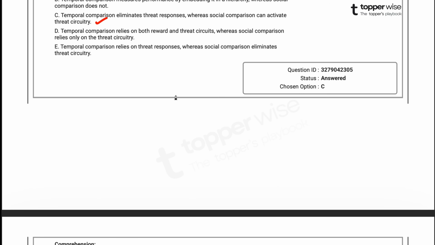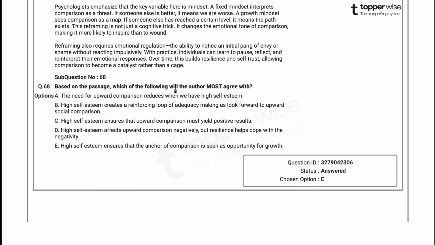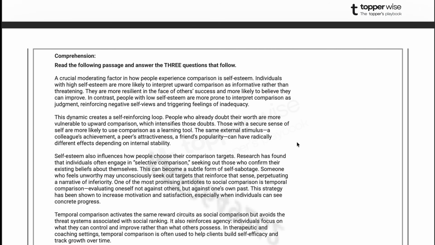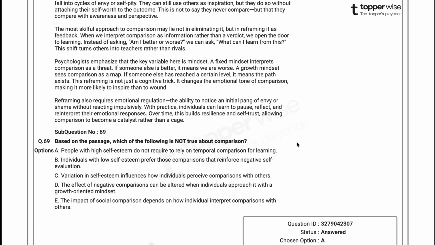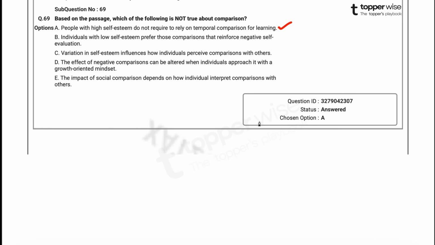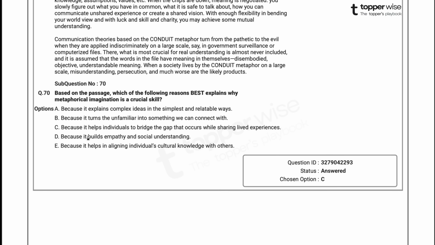Now let's move to the question number 68. For question number 68, the option E is the correct answer here. Now let's move to question number 69. For 69, option A is correct again. Now let's move to question number 70. For question number 70, option C will be the correct option.